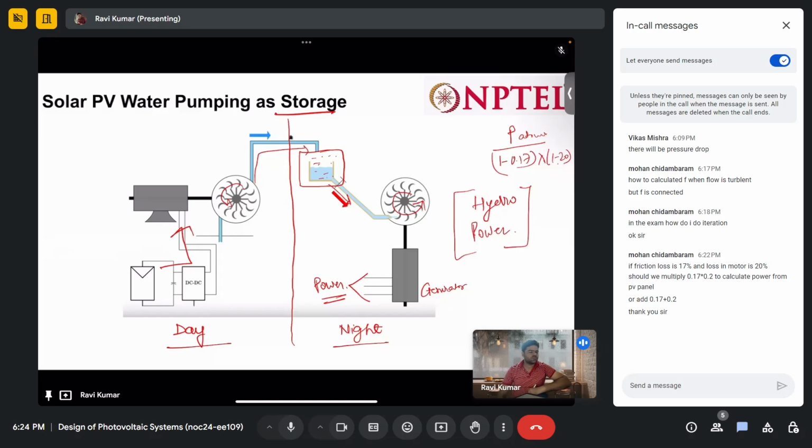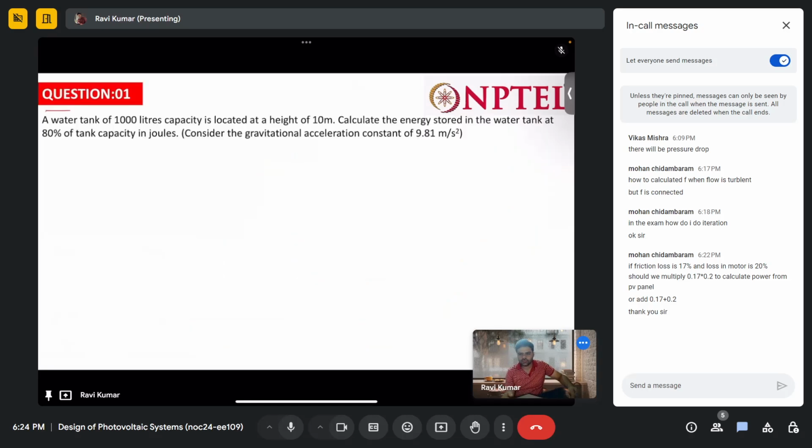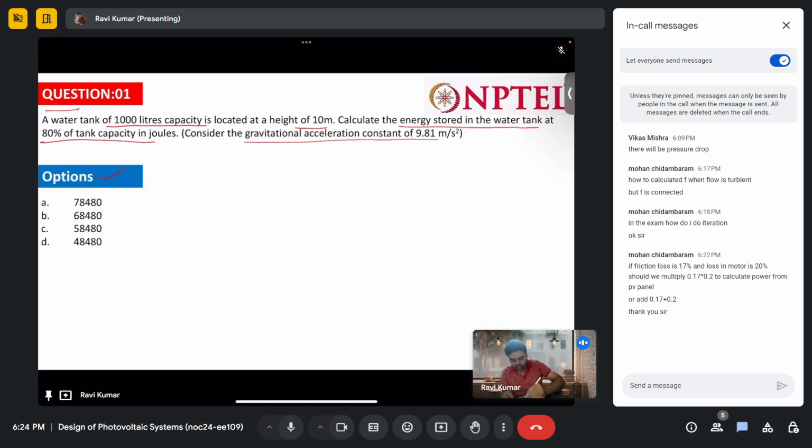Okay, now we will solve a few simple questions. Be careful while reading the questions and solving them, so try to solve them. The first question says, a water tank of 1000 liter capacity is located at a height of 10 meter. Calculate the energy stored in the water tank at 80% of water capacity in joules. The value of the gravitational acceleration constant is 9.81, and these are the options. Solve this and let me know the answer.